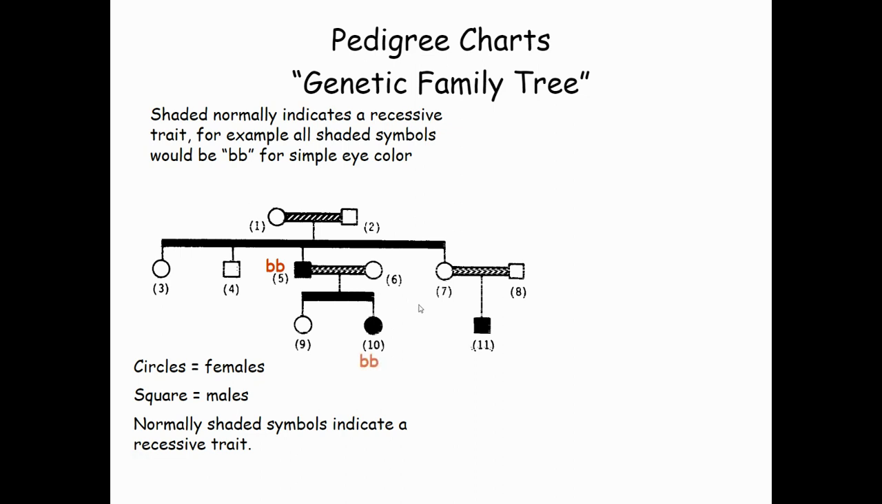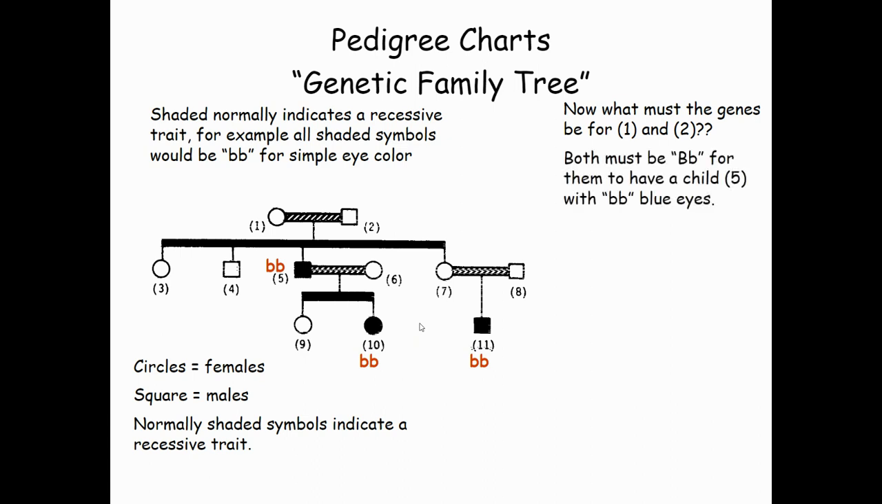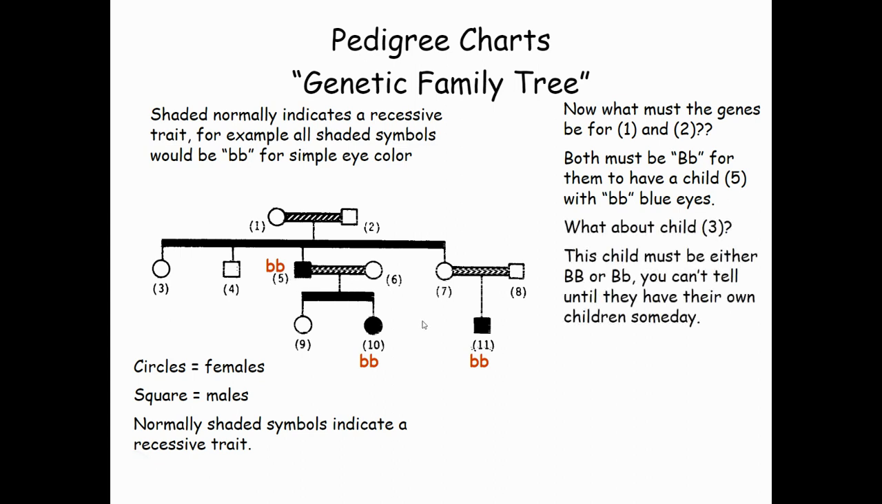There it is. So you can fill those in right away. Now what must the genes be for 1 and 2? Okay, grandparents. Both must be capital B, little b for them to have a child, little b, blue eyes. You have to. So what about child 3? Well, this child must be either capital B, capital B, or capital B, little b. You can't tell until they have their own children someday.